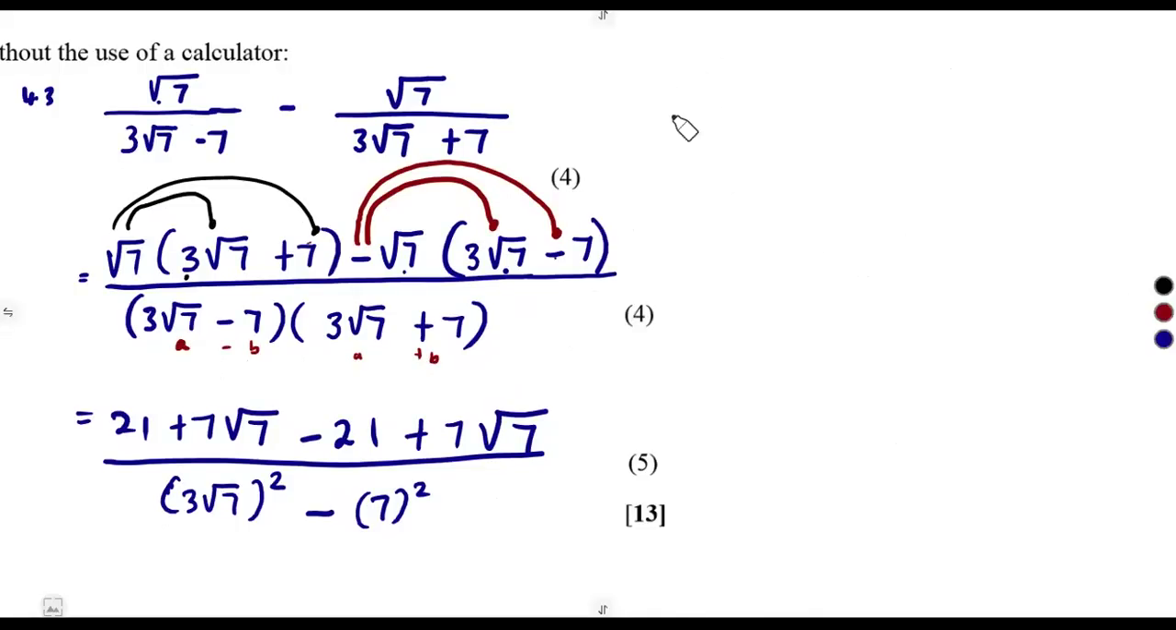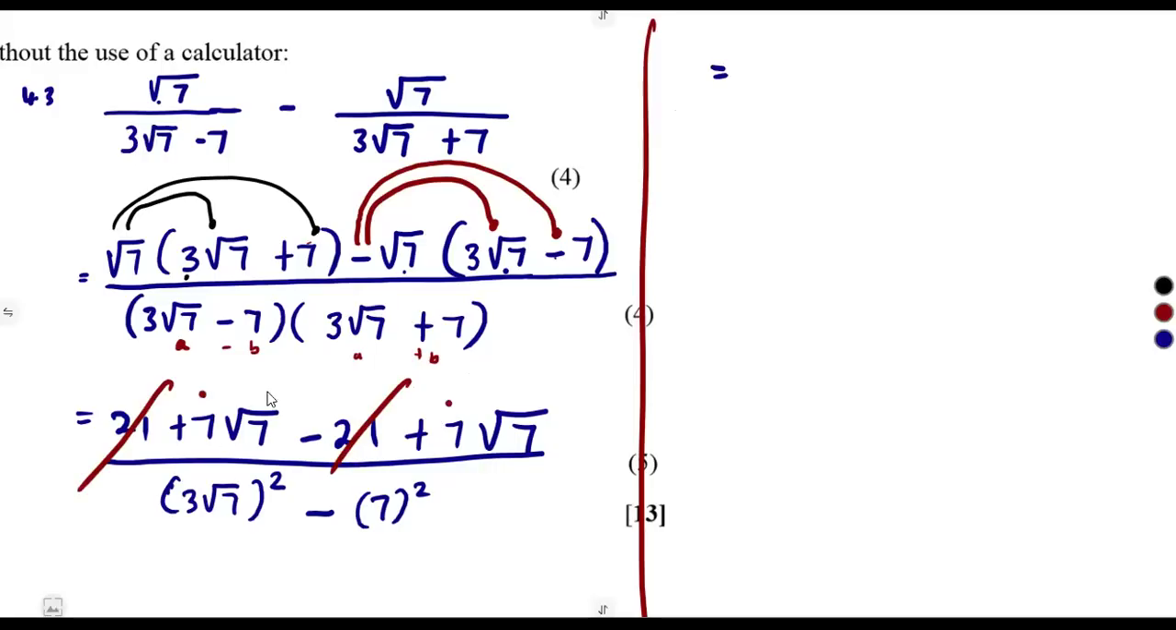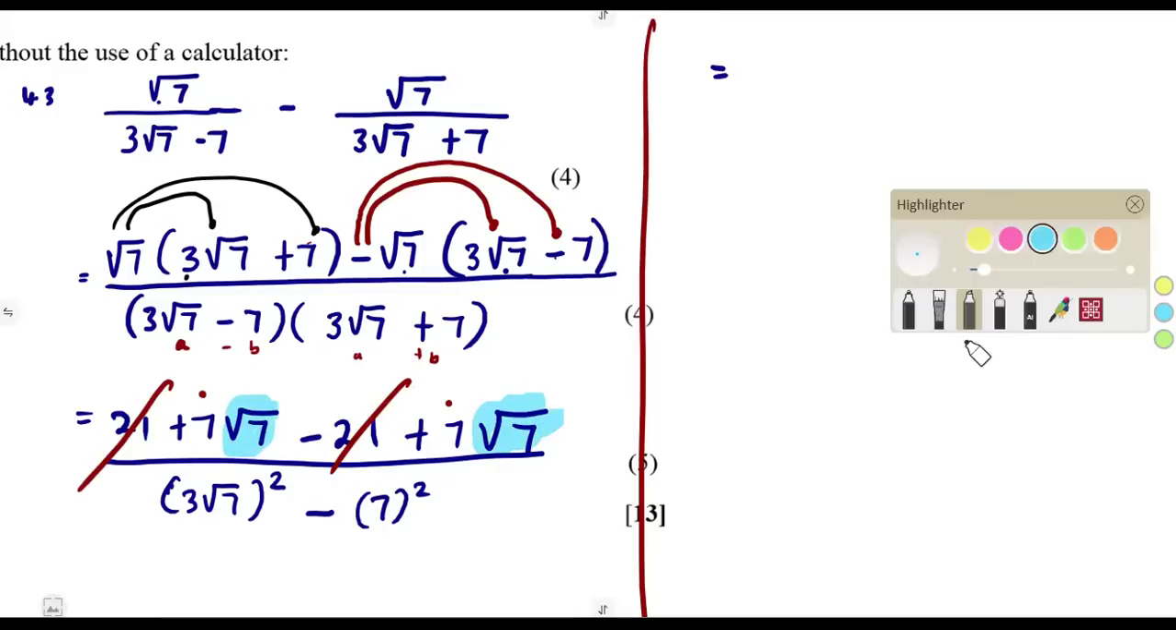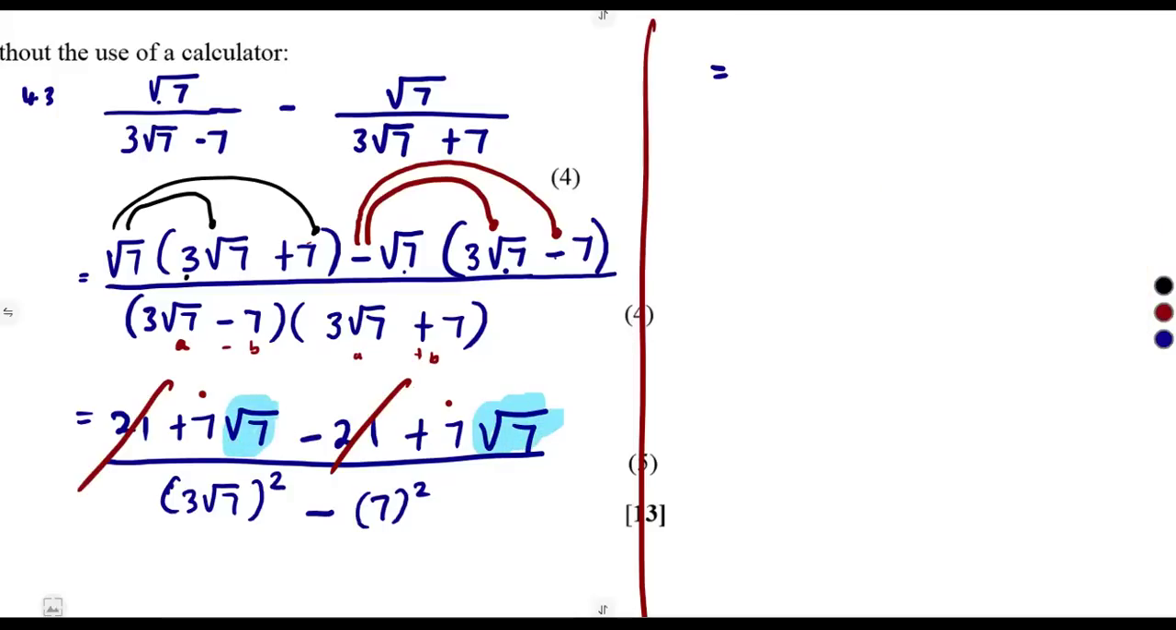You need to work as many questions as you can. So what we're going to have at the end, simplifying the numerator, 21 minus 21 cancels, 7 plus 7. Remember, these are like terms. Square root of 7 and square root of 7. Like terms, they're the same, so we can just add the numbers. Coefficients, 7 plus 7, which is 14, under the square root of 7. So that's 14 square root of 7 over what?